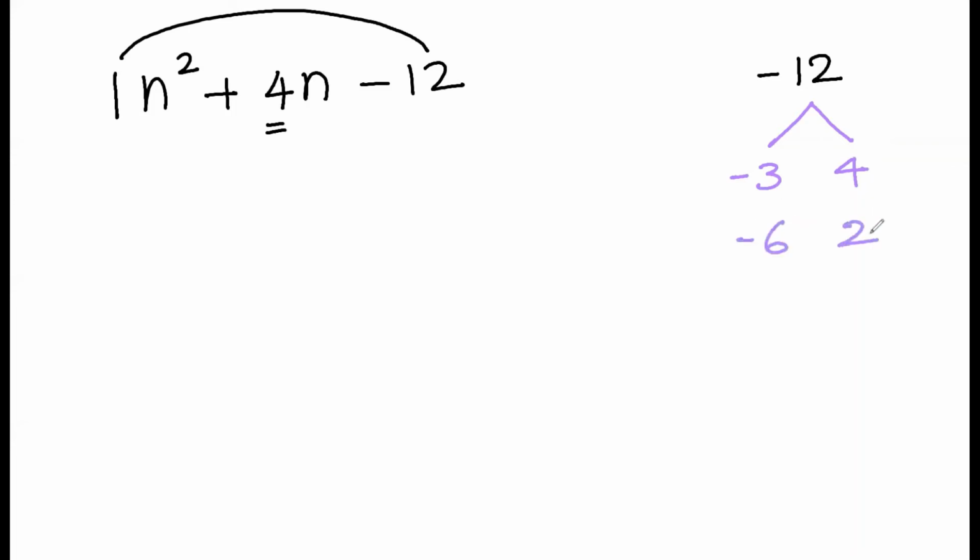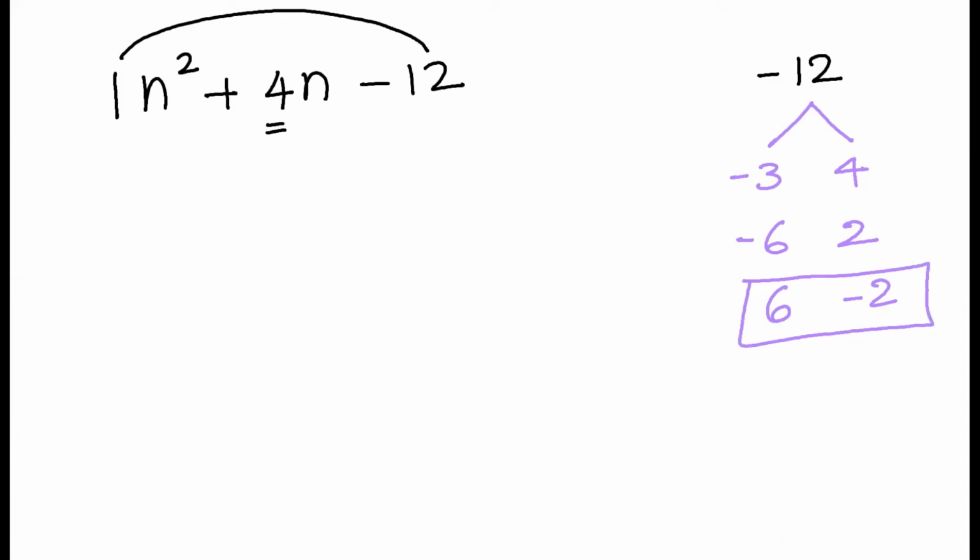-6 and 2. -6 times 2 is -12. -6 plus 2 is -4. I need +4. So let me flip the signs. So this is going to be 6 and -2. So 6 times -2 is -12. 6 plus -2 is +4. I found my numbers. The numbers are 6 and -2.